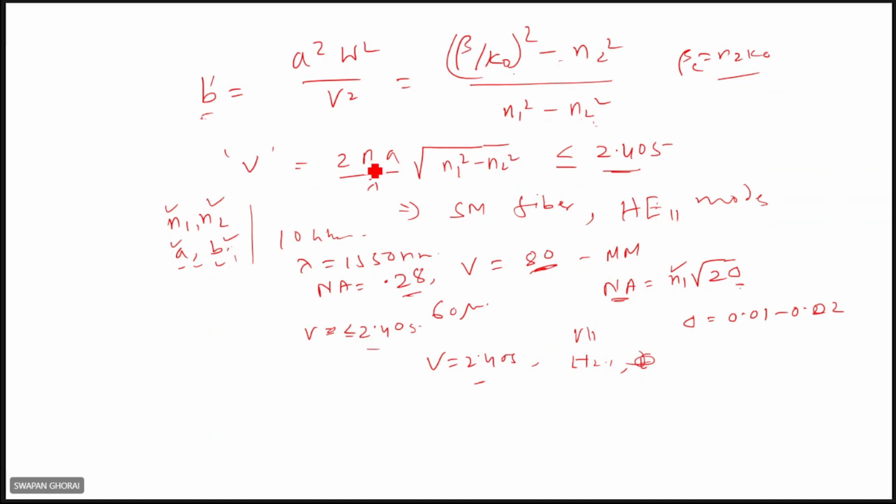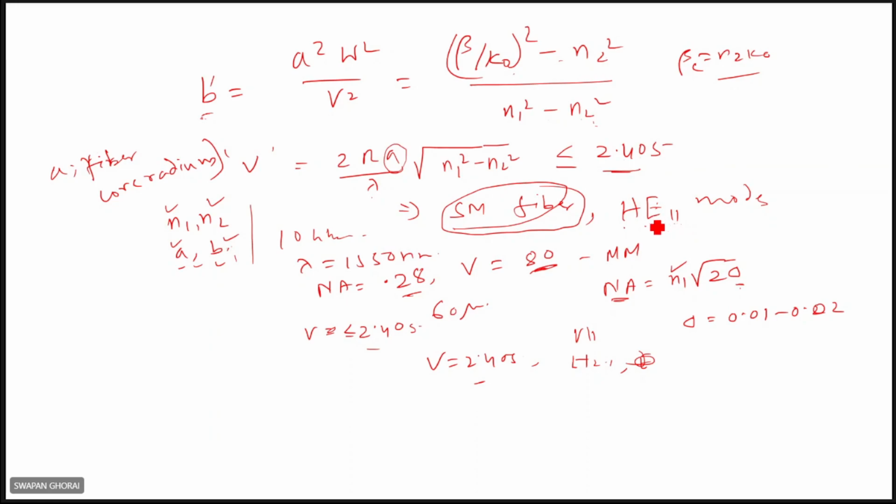Just now we have seen the V number, which is 2 pi by lambda times a, where a is the fiber core radius, times the numerical aperture, right? And that must be less than or equal to 2.405 for a single mode fiber, that you must keep in mind. In a single mode fiber, the mode is HE11, when nu equals 1, m equals 1. HE11, single mode fiber. This mode has no cutoff, right?